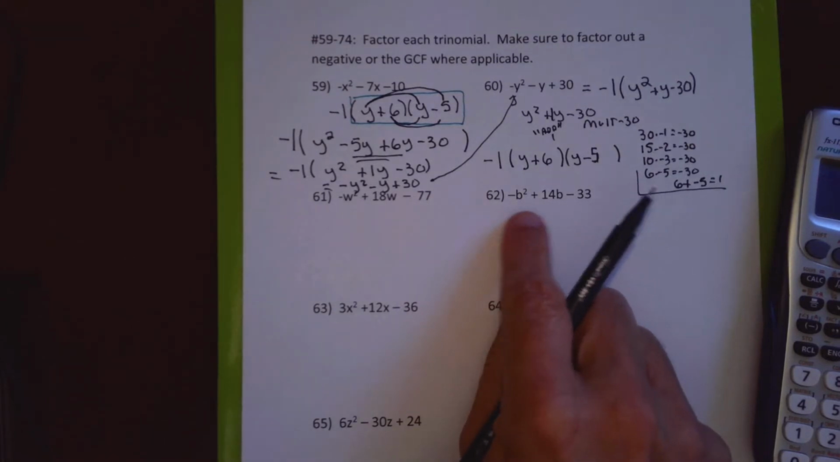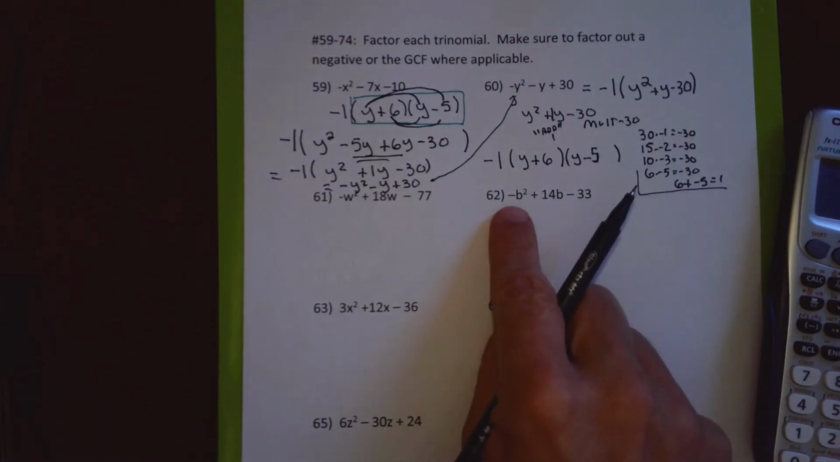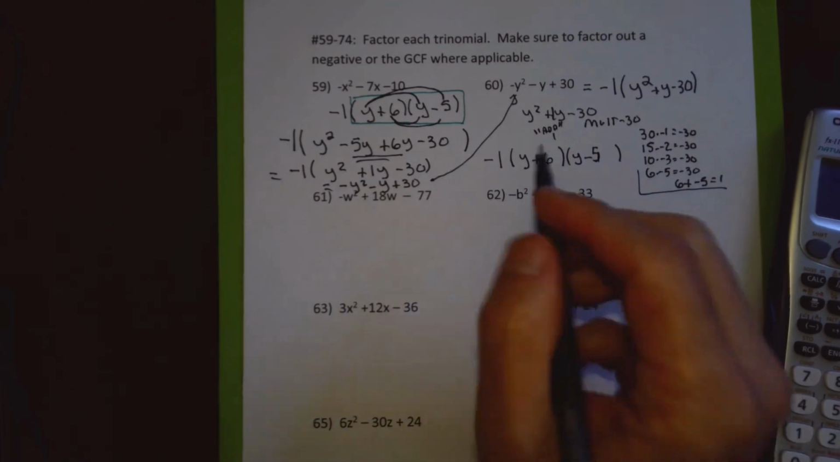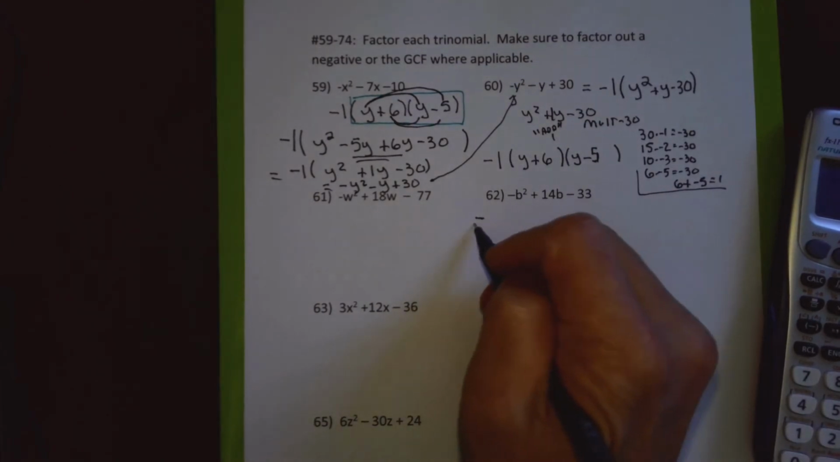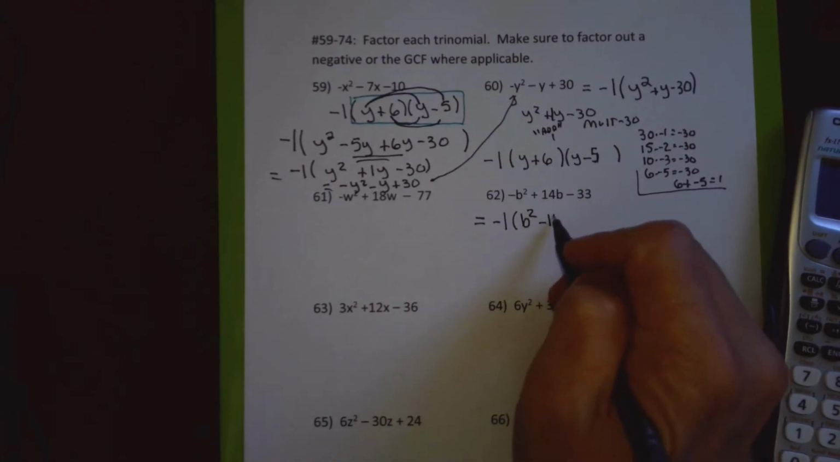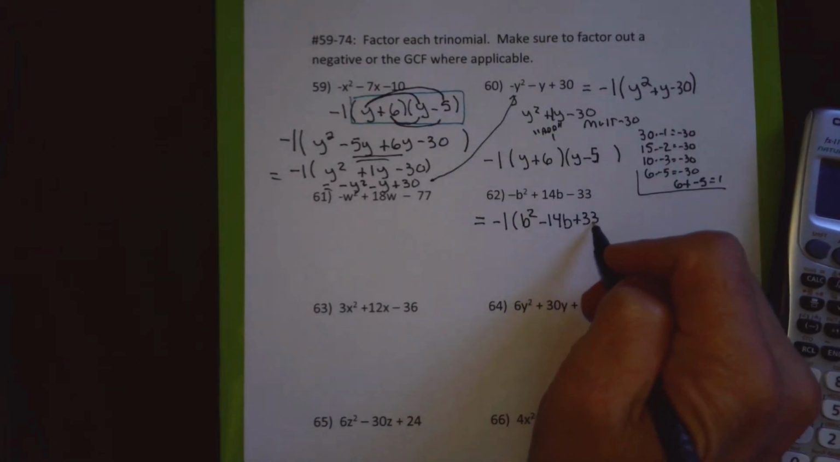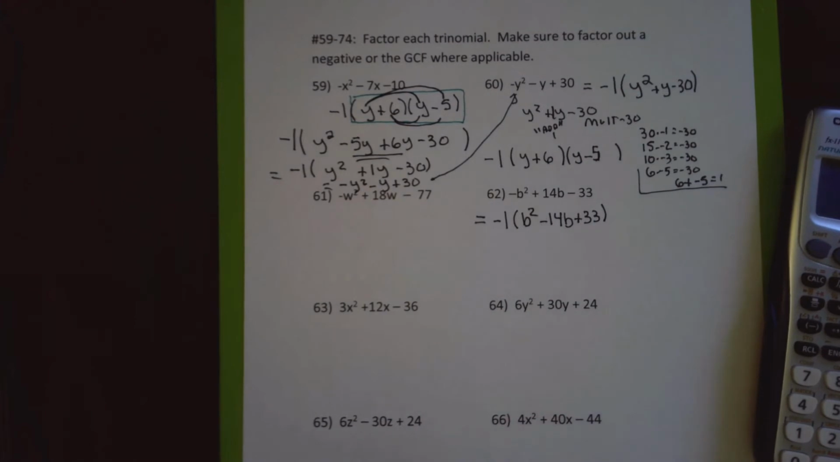62, same strategy. I don't really see a common factor because all terms don't have a b, and there's a coefficient of 1. Lead coefficient is -1. I'm going to factor out a -1. Flip the sign on the b squared, make it positive. Flip the sign on the 14b, make it negative. Flip the sign on the 33, make it positive. Now I'm going to figure out how to break that parentheses into 2 parentheses. Looking for the factors of 33. 33 is 1 and 33 and 3 and 11.